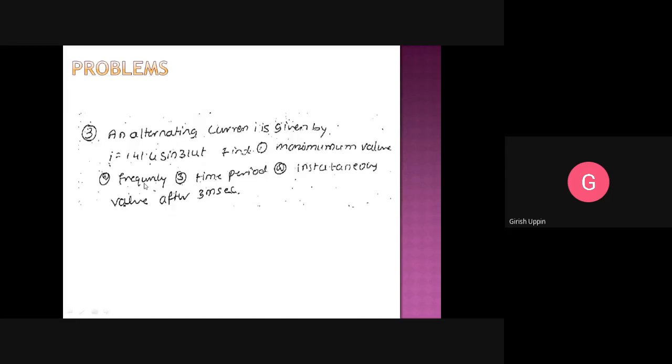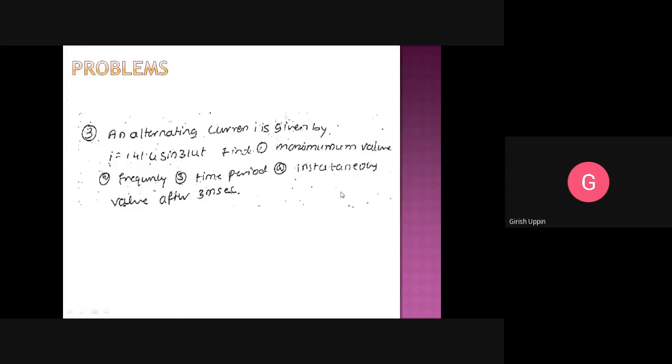And what is the next thing we have to find? Frequency, so frequency you already found. Time period, what is time period? Capital T is equal to 1 by f. So 1 by 50 you get as 0.02 seconds or 20 milliseconds.